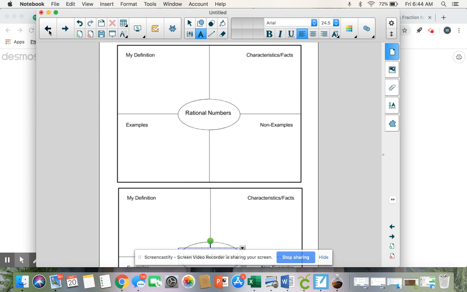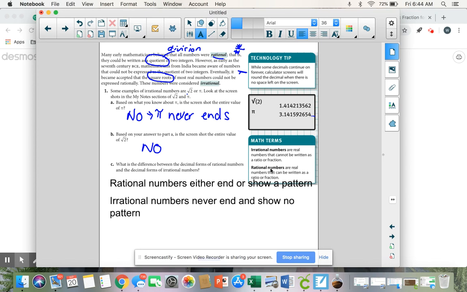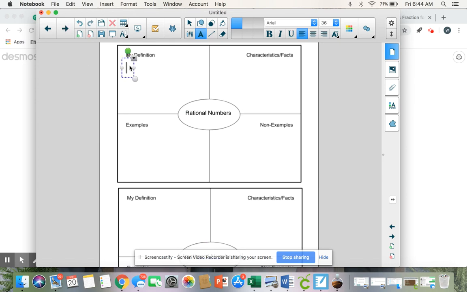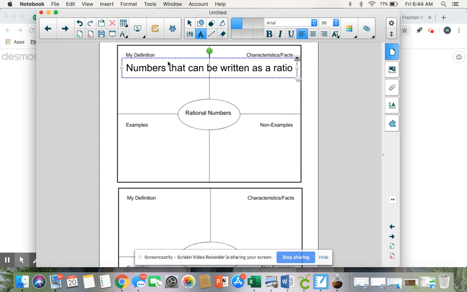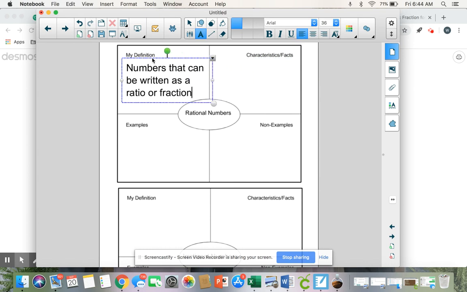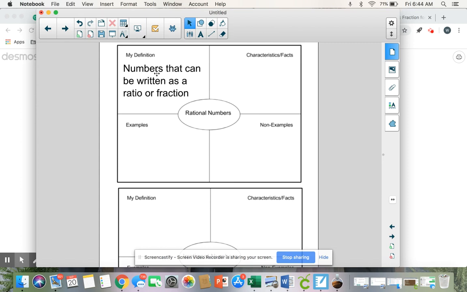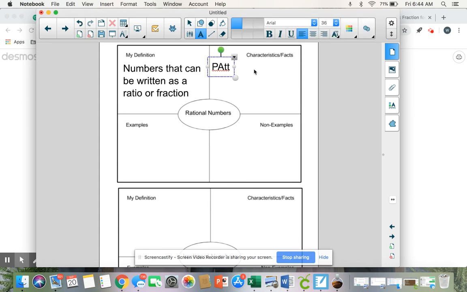Great, so if I look back at my definition, rational numbers are real numbers that can be written as a ratio or fraction. So these are numbers that can be written as a ratio or fraction. I want you to go ahead and add that into your definition. A couple characteristics: they have patterns in their decimals, or they have what we call ending or terminating decimals.